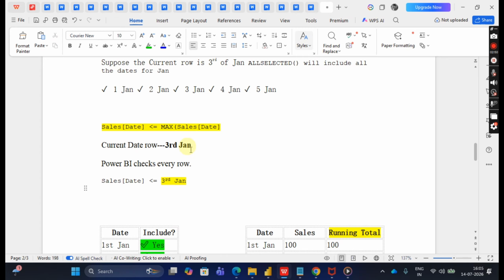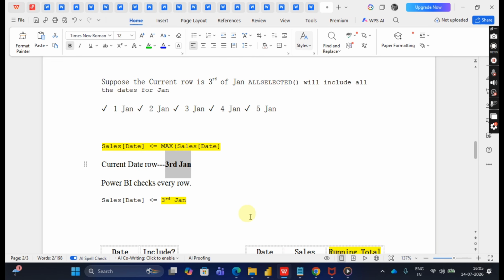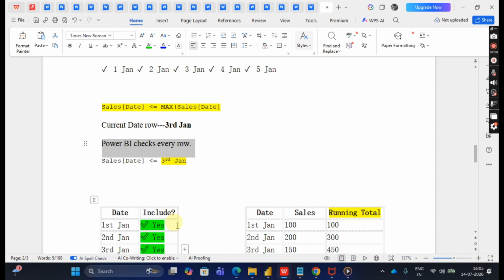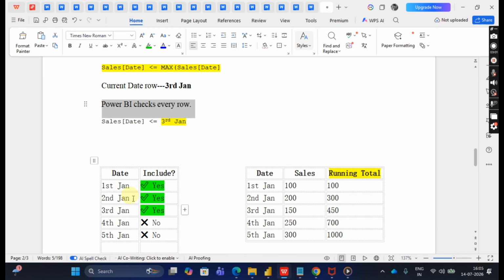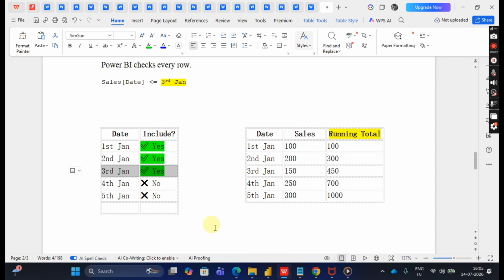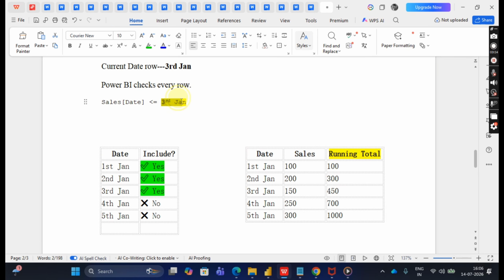So suppose Power BI is calculating the value for 3rd of January. So current date is 3rd January. So Power BI checks every row. Is 1st of January less than or equal to 3rd of January? Yes. Is 2nd of January less than or equal to 3rd of January? Yes. Is 3rd of January less than or equal to 3rd of January? Yes. But is 4th of January less than or equal to 3rd of January? No. Okay. So Power BI calculates the running total for these particular dates where the dates are less than or equal to the current date. Okay. So the running total becomes 100 plus 200 plus 150, that is equal to 450. So this becomes the running total for 3rd January.